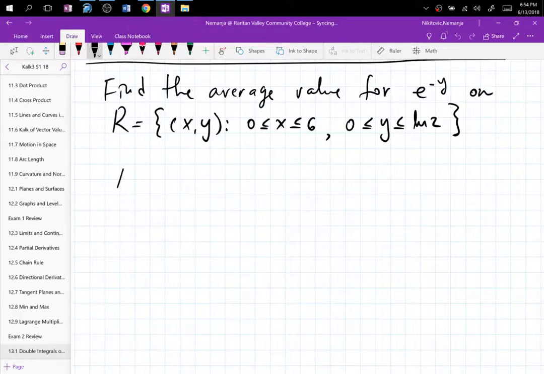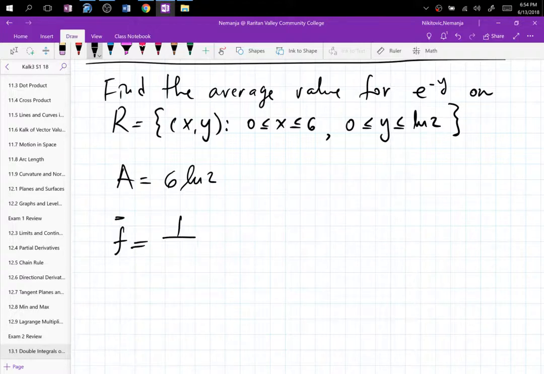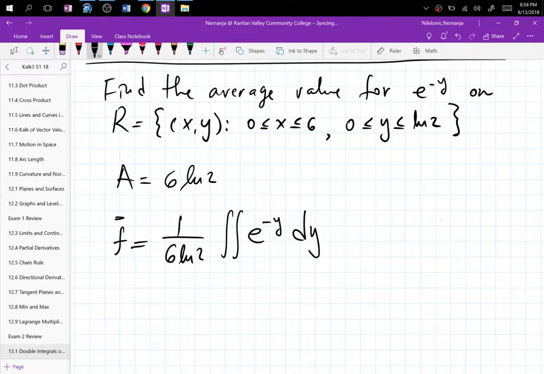So first I need to deal with the area of the rectangle, and that's 6 times ln2. So the average value of the function is going to be 1 over 6 ln2 times the double integral of e to the negative y. Let's do dy dx. So x is on the outside, which means 0 and 6 on the outside, and 0 and ln2 on the inside.